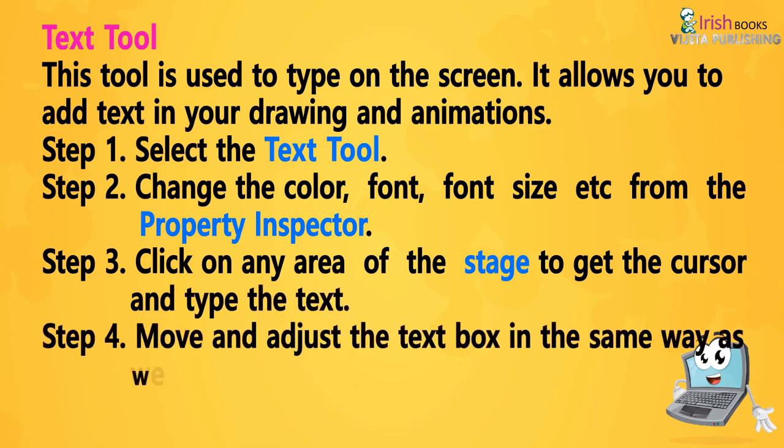Text tool. This tool is used to type on the screen. It allows you to add text in your drawing and animations. Step 1. Select the text tool. Step 2. Change the color, font size, etc. from the property inspector. Step 3. Click on any area of the stage to get the cursor and type the text. Step 4. Move and adjust the text box in the same way as we move the objects.